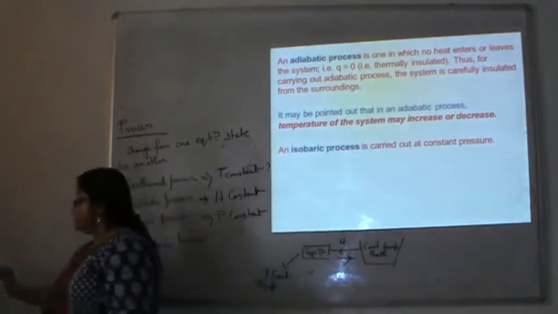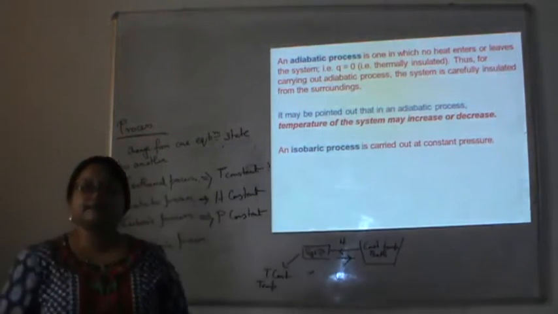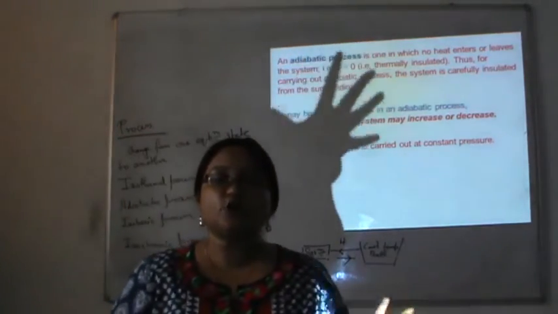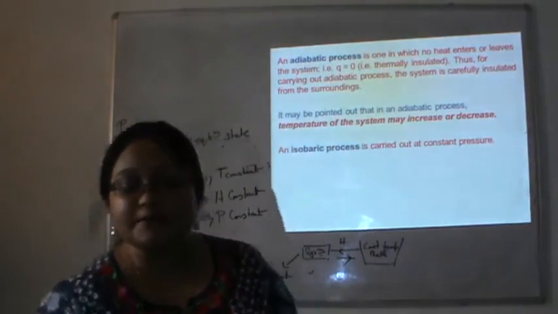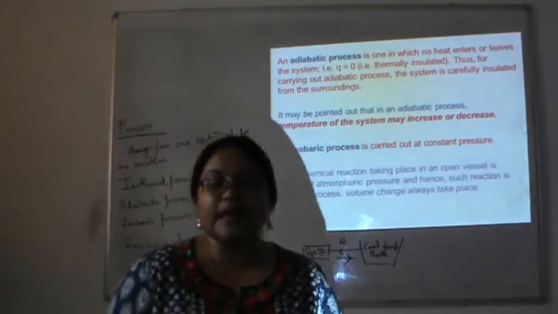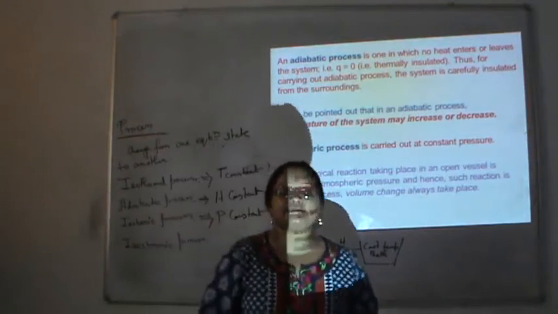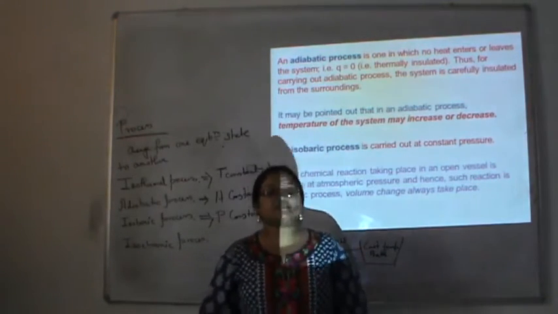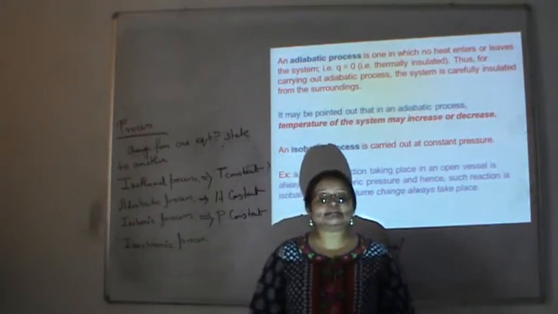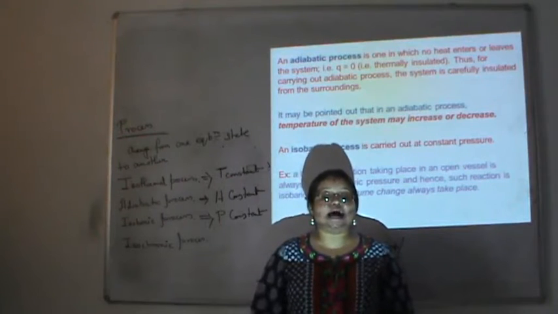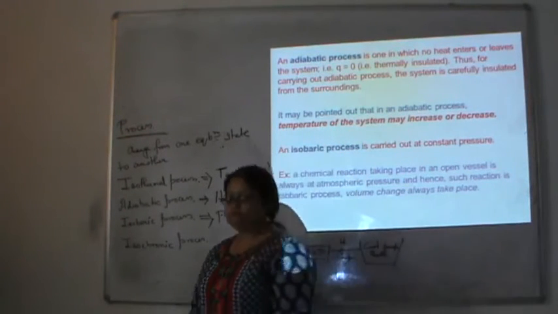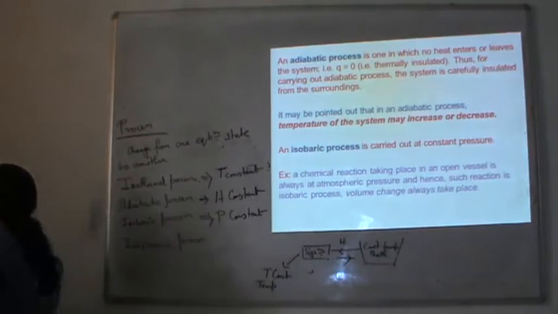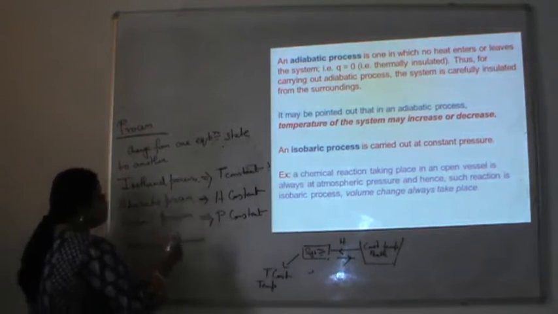So this is the example. The chemical reaction in the open vessel is the example of isobaric process. The chemical reaction taking place in an open vessel is always at atmospheric pressure, and hence such reaction is called isobaric process. Volume change may occur. And isochoric means volume constant.